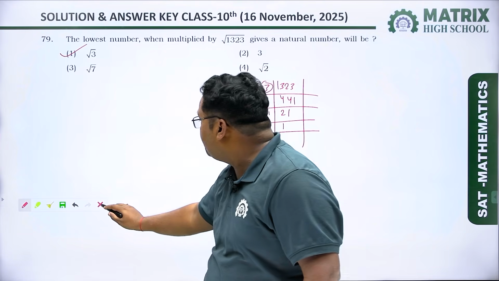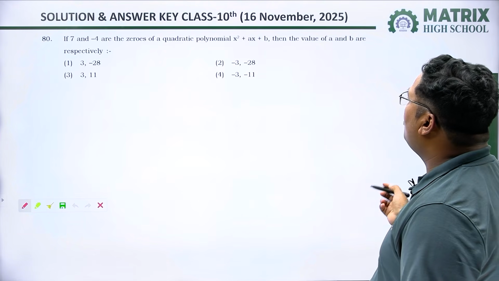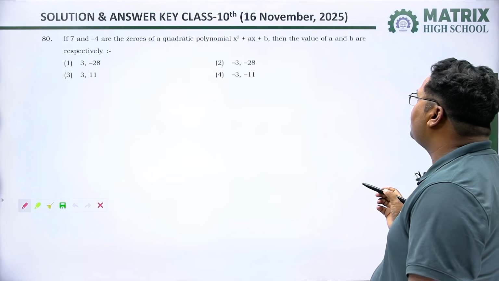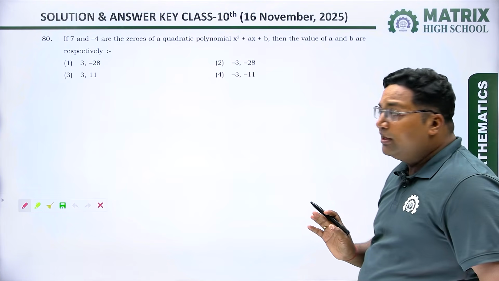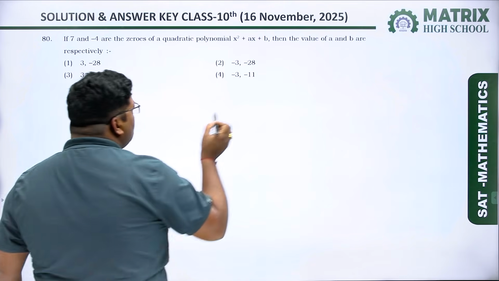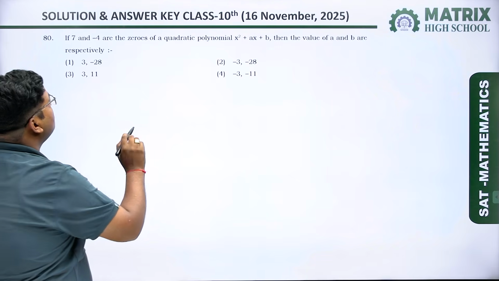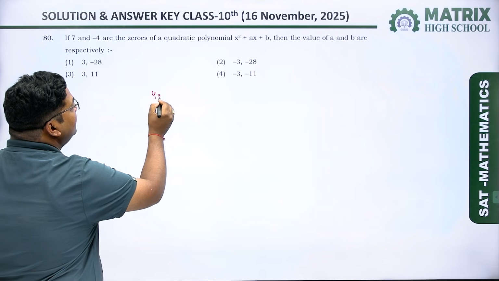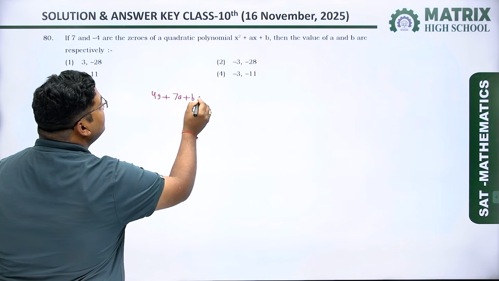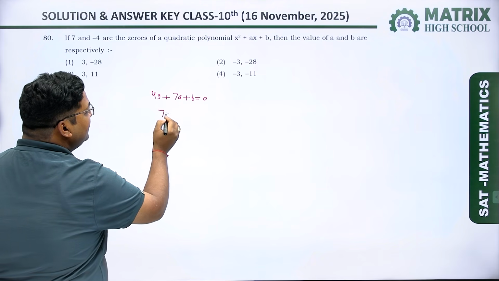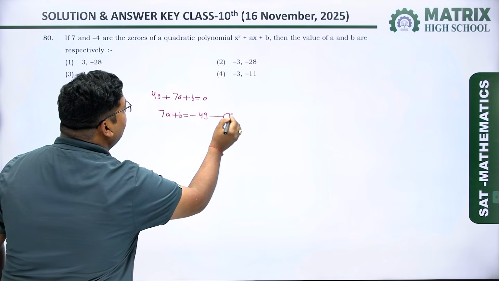Now coming to the next question. If 7 and minus 4 are the zeros of a quadratic polynomial x square plus ax plus b, then the value of a and b are respectively. So here you can see the zeros of these quadratic polynomials are given. So first of all we have to put x equal to 7. So we will get 7 square, that is 49, plus 7 into a plus b is equal to 0. From here we will get 7a plus b equal to minus 49. It is equation number 1.